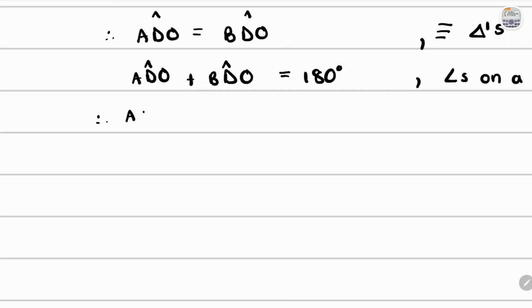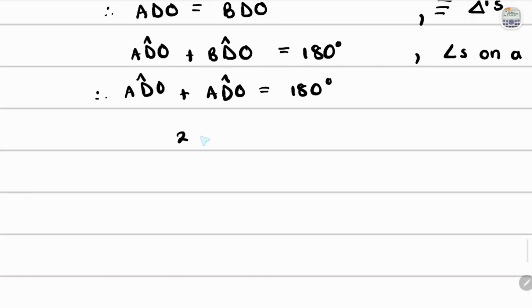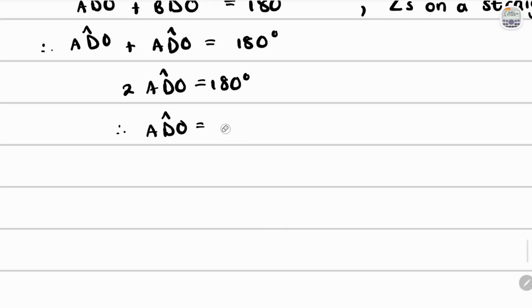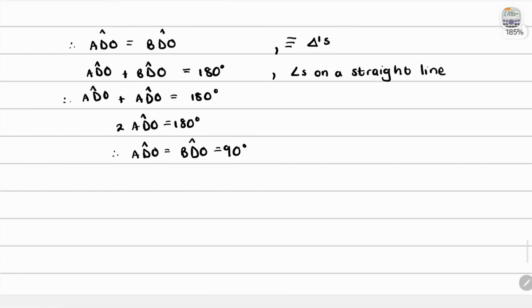So we can go ADO plus, and then in place of BDO, we can replace that with ADO since they're exactly the same. It's equal to 180 degrees. And then this makes up 2ADO, which is equal to 180 degrees. And if we divide both hand sides by 2, then finally angle ADO is equal to 90 degrees. And since that's equal to 90 degrees, then BDO is also equal to 90 degrees. So they're both equal to 90 degrees.